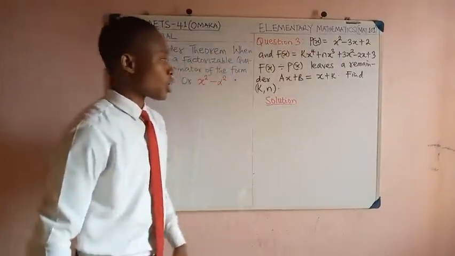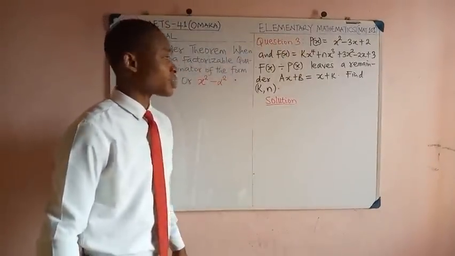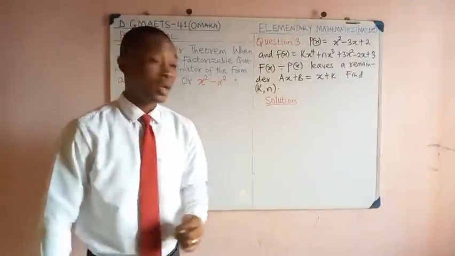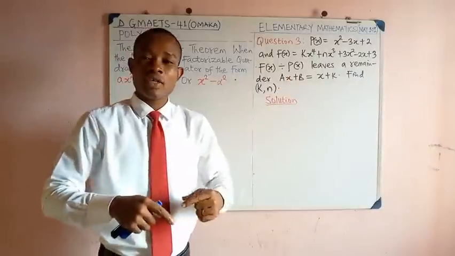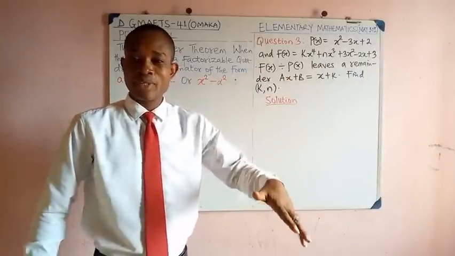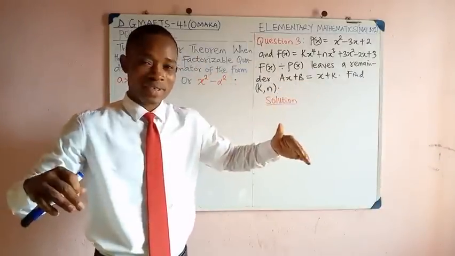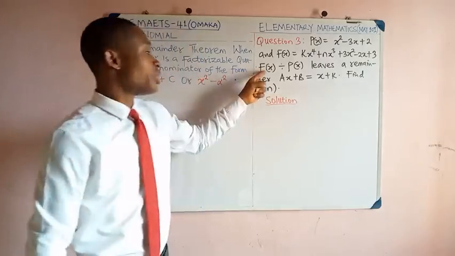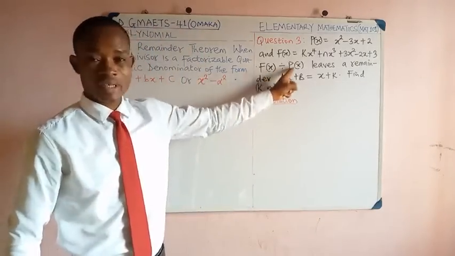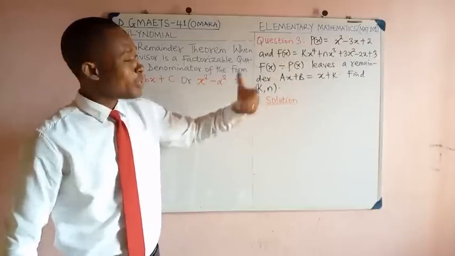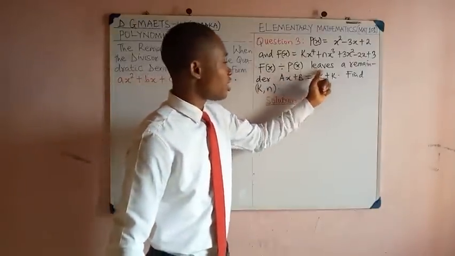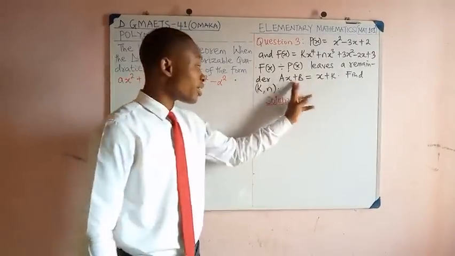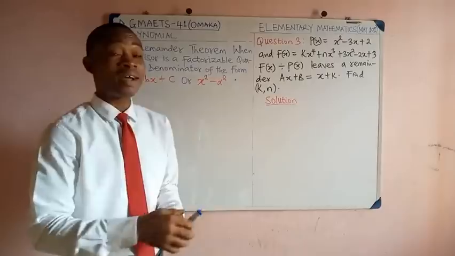P of x is equal to x squared minus 3x plus 2, and f of x is equal to kx raised to the power 4 plus nx raised to the power 3 plus 3x raised to the power 2 minus 2x plus 3. Now, f of x divided by p of x. So you take note that f of x is our numerator now. So that will be on top to be divided by p of x. Which means the main polynomial under consideration here, which we usually make equal to ax plus b, will be this f of x because that's the numerator, no longer p of x. Here, p of x is the denominator. Are you getting it right? So, f of x divided by p of x leaves a remainder ax plus b, which according to the question is equal to x plus k. The remainder is equal to x plus k.